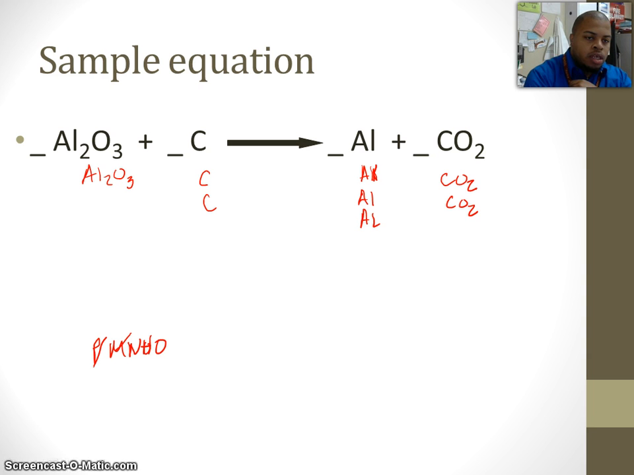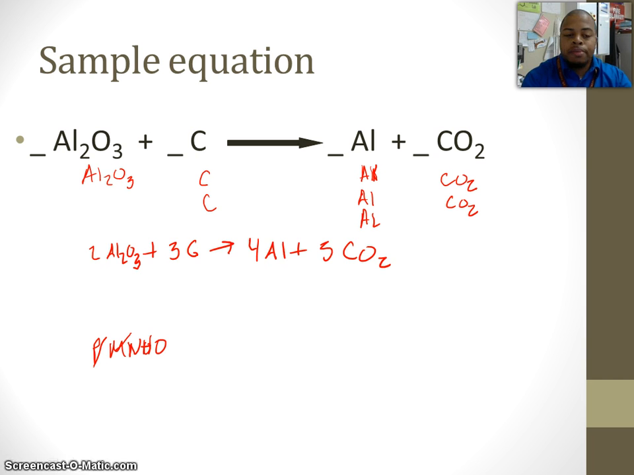Again, my marker won't allow me to go further over, but if it would, my final balanced equation would be 2 aluminum oxide. And I know this by how many times I've written it down. So, plus 3 moles of carbon yields 4 moles of aluminum plus 3 moles of carbon dioxide, CO2. This will be my balanced equation I'm going to start working with.